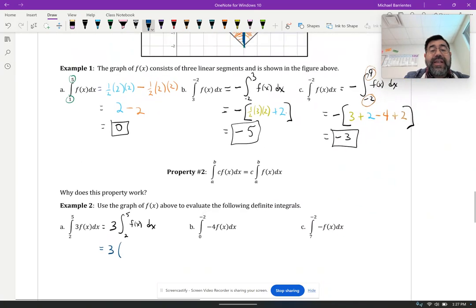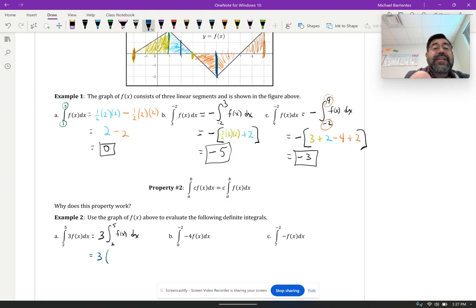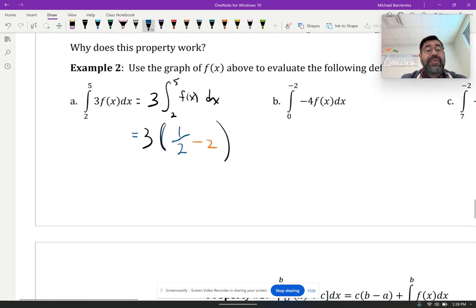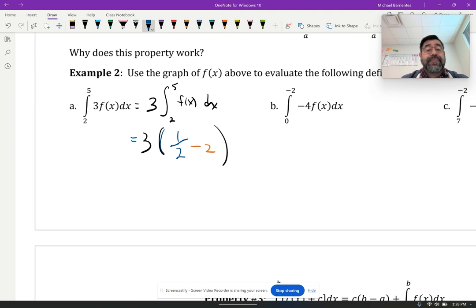times this little triangle, which is going to be 1/2, minus the orange part, which was 2, or negative 2. Or you can add a negative 2 if you want to think of it that way. So that's 1/2 minus 2. 1/2 is the little blue part, minus 2 is the negative accumulation under the x-axis in orange. Put those together and then triple it, and you're done.